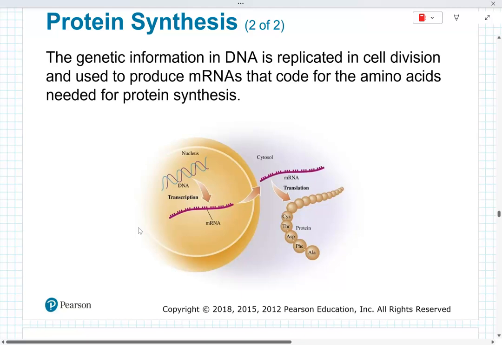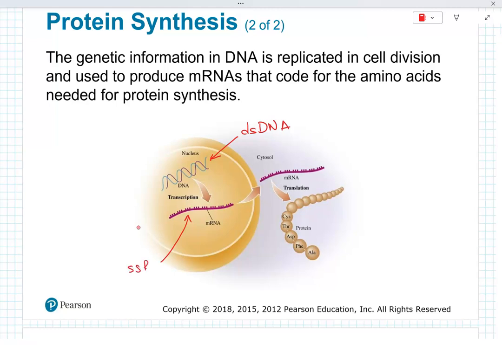So this is the schematic representation. You've got DNA. How many strands? So double-stranded DNA. And then we get messenger RNA. How many strands? Single-stranded RNA. And then that mRNA is used as a template to produce a protein in the process of translation. We good so far?